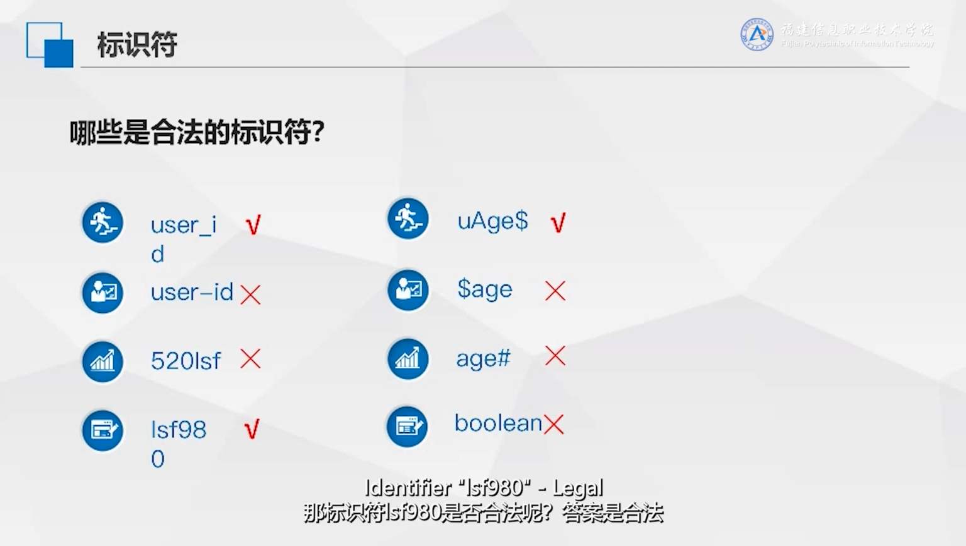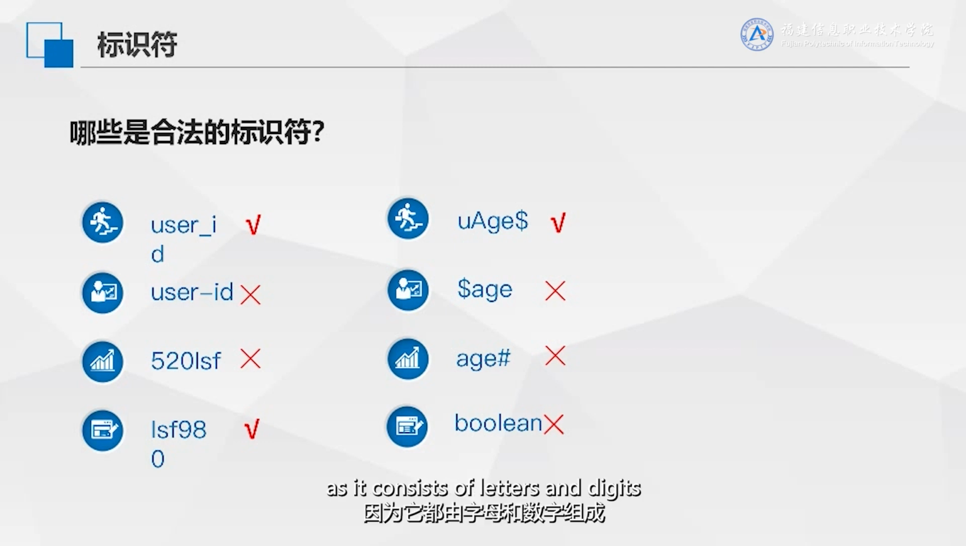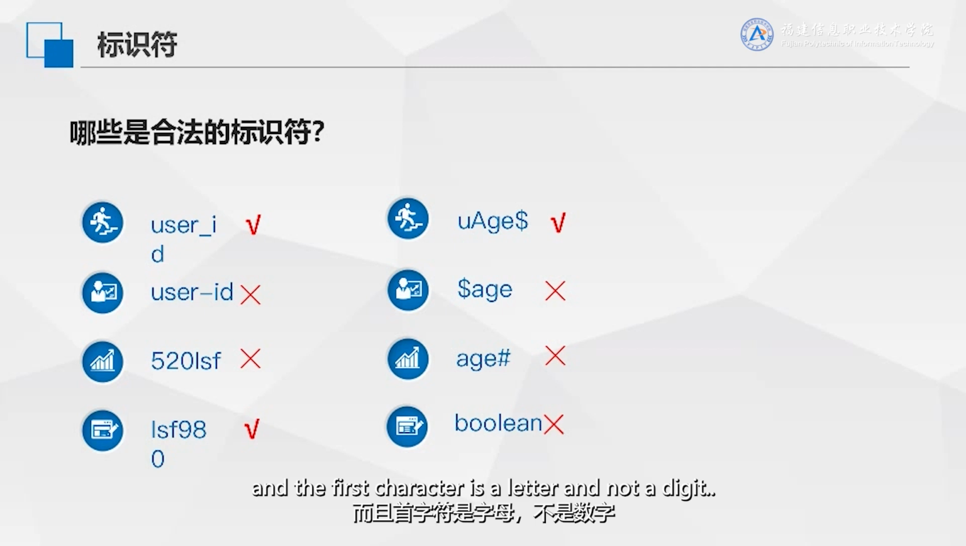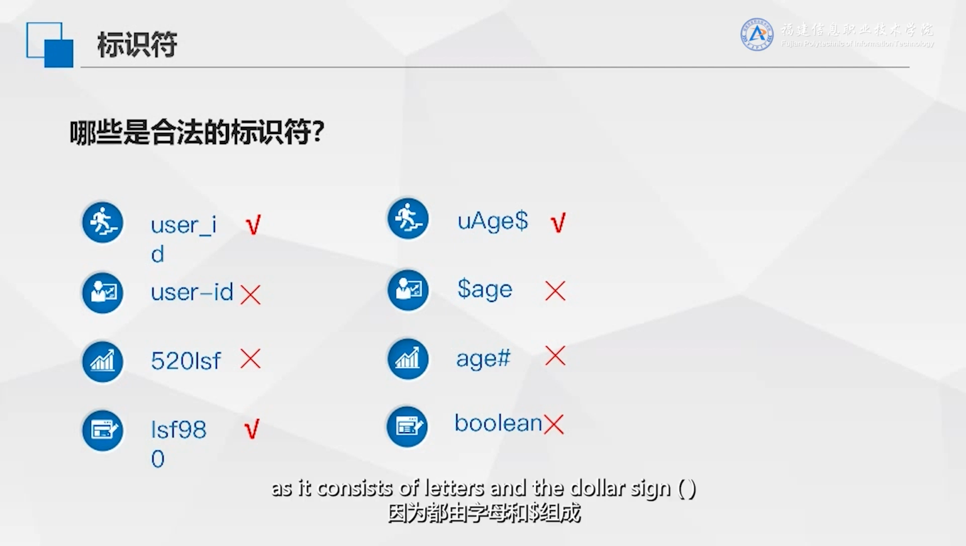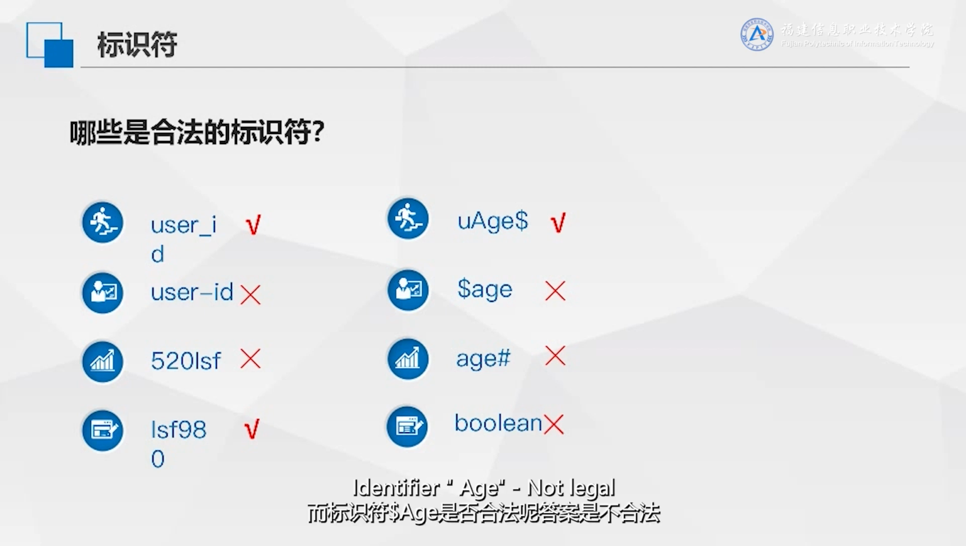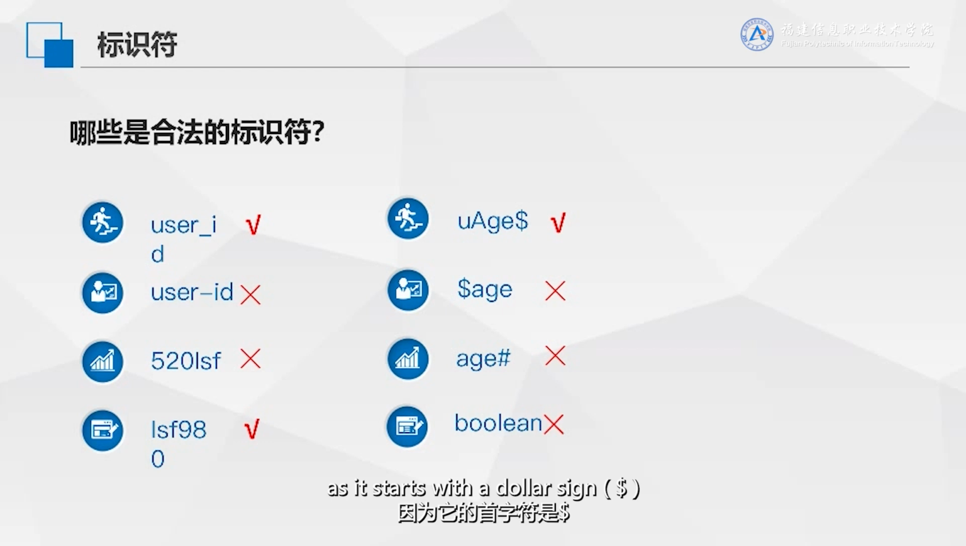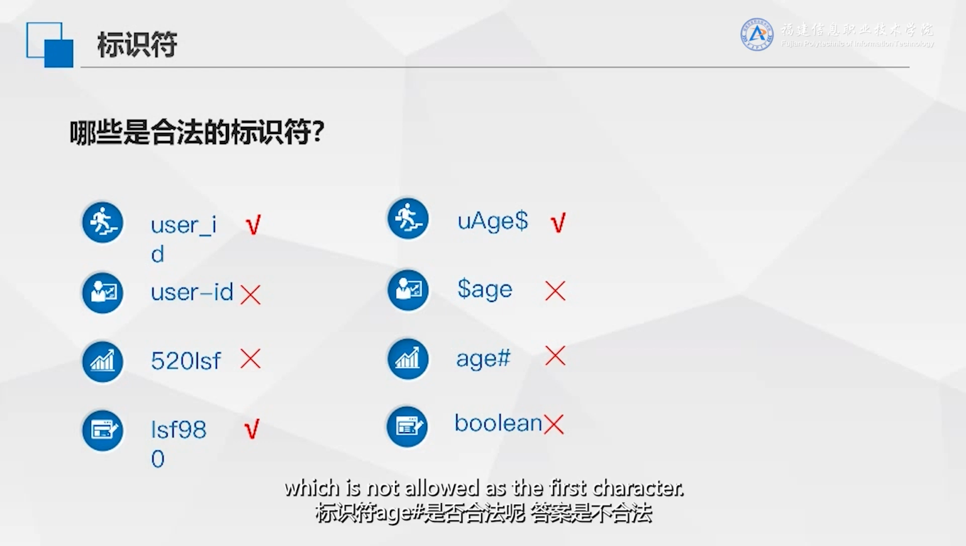Identifier LSF980 is legal, as it consists of letters and digits, and the first character is a letter and not a digit. Identifier H$ is legal, as it consists of letters and the dollar sign, and the first character is a letter, not a dollar sign. Identifier $H is not legal, as it starts with a dollar sign, which is not allowed as the first character.